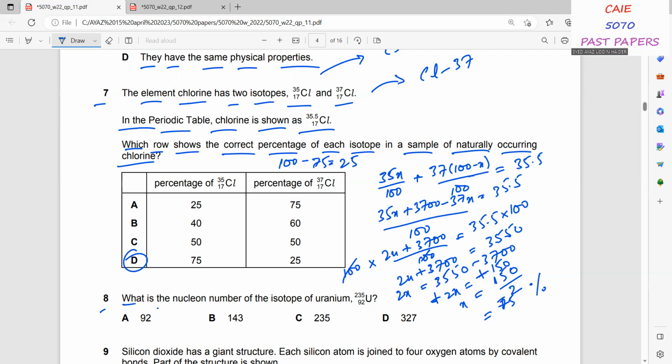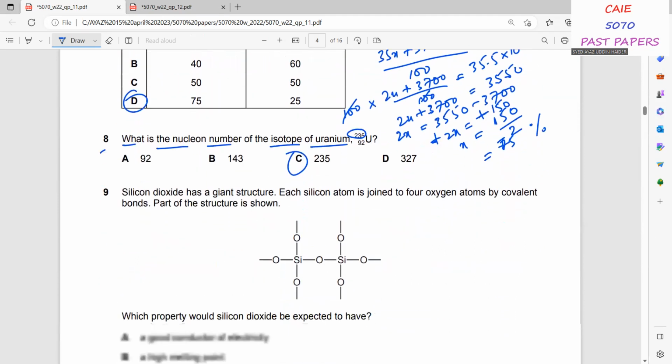8. What is the nucleon number of the isotope of uranium, 235 U 92? Now they are asking about the nucleon number. It's very easy. The big number here is 235. 92 is the proton number. 235 will be the nucleon number. So C will be the right answer.